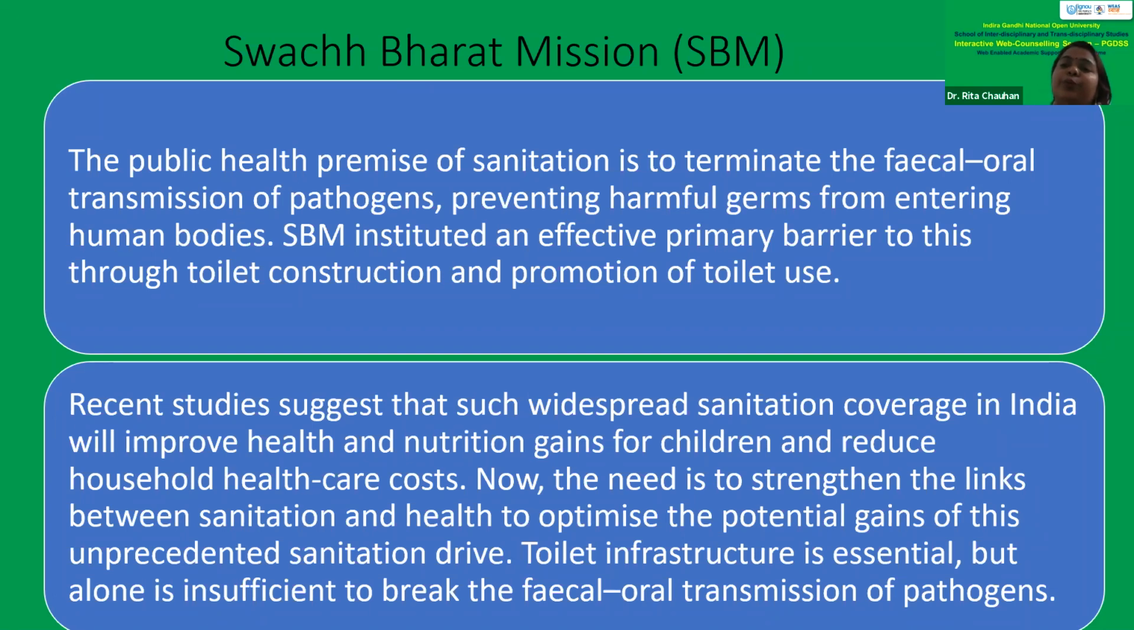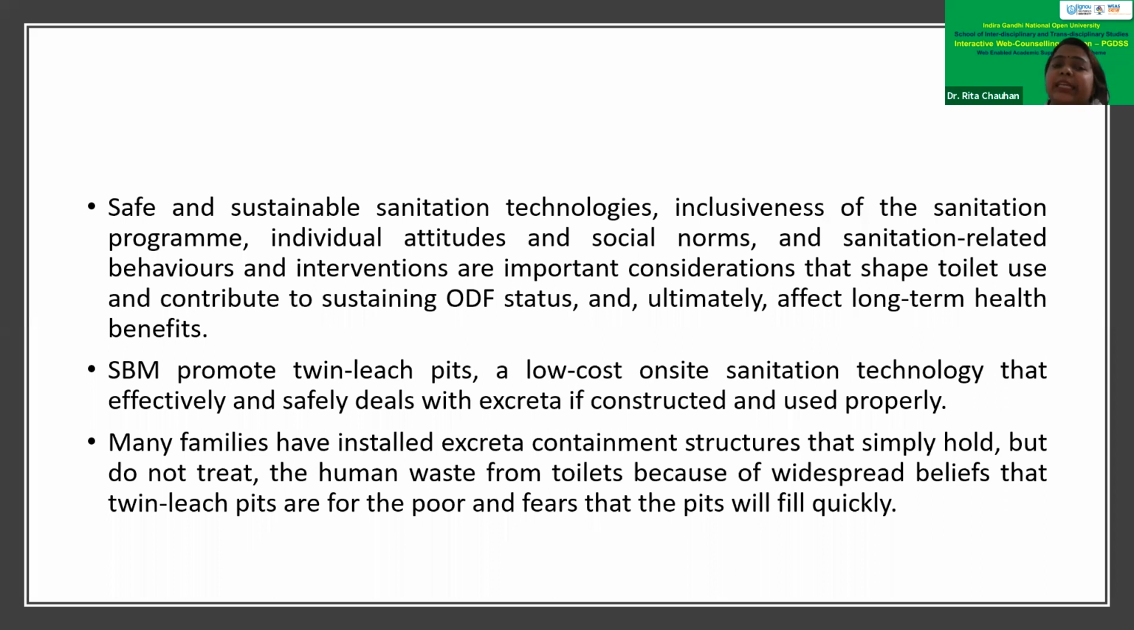And also we have to improve the infrastructure. Safe and sustainable sanitation technologies and inclusive sanitation programs are needed, and it is very important to change the attitude and social norms of an individual. These are a few of the constraints which we are facing. In many rural areas, infrastructure has been developed, but people are not changing their attitude. So we need a reform in the use of the toilet.